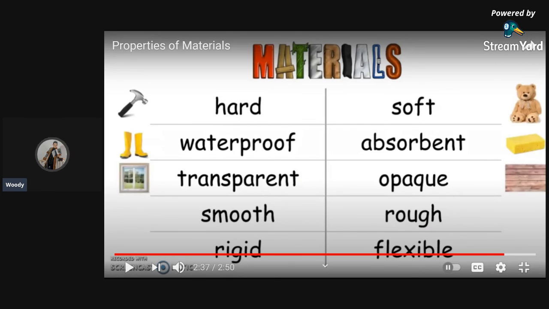One example each, but you are not allowed to copy from the YouTube example. Okay? Again, you're not allowed to copy. Hammer is not allowed anymore. Teddy bear is not allowed anymore. Boots are not allowed anymore. Sponge is also not allowed. You make your own examples. You think.